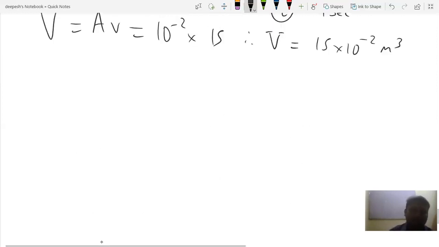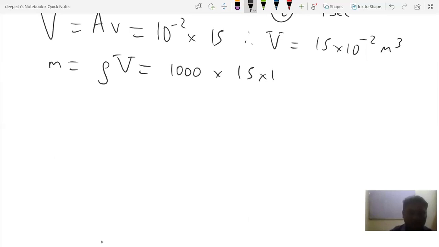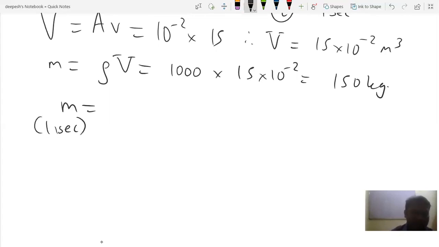Now the mass of water coming will be density into volume. The density of water we know is 1000, and the volume is 15 into 10 raised to minus 2. So it comes out to be 150 kg. So the mass of water flowing out in 1 second is nothing but 150 kg.